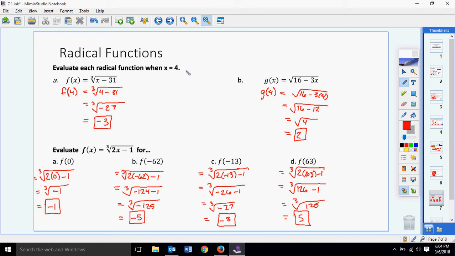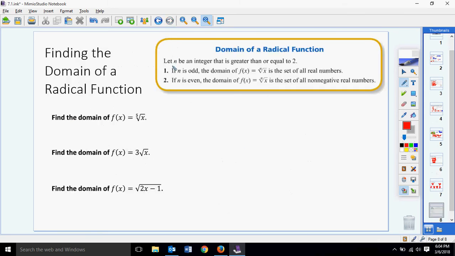All right, hopefully you got those all correct. Let's move on. Finding the domain of a radical function. Now, we've touched on this before, but underneath our radical, it cannot be negative if n is even. Remember, n is our index. So that means if we're taking the square root, or the fourth root, or the sixth root, underneath our radical cannot be a negative number. It has to be positive. So it can be 0, but it can't be negative 1 or negative 0.1.